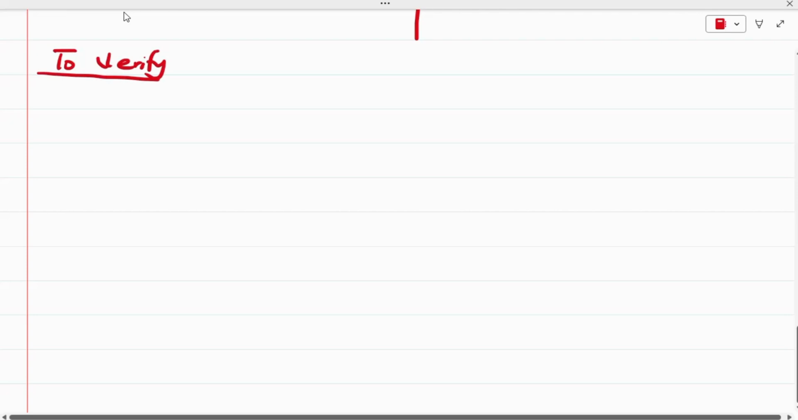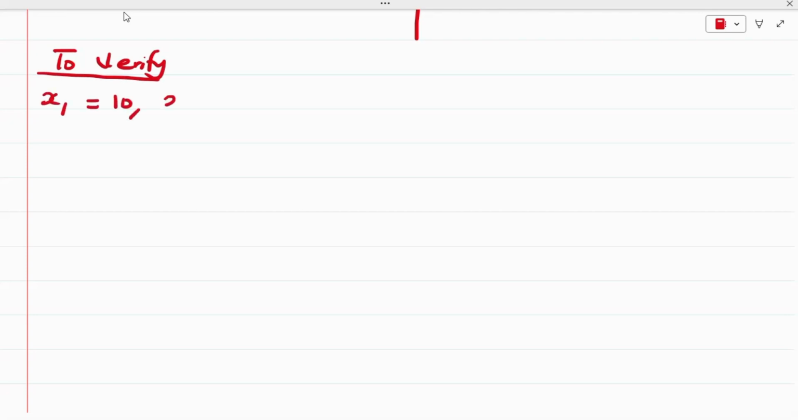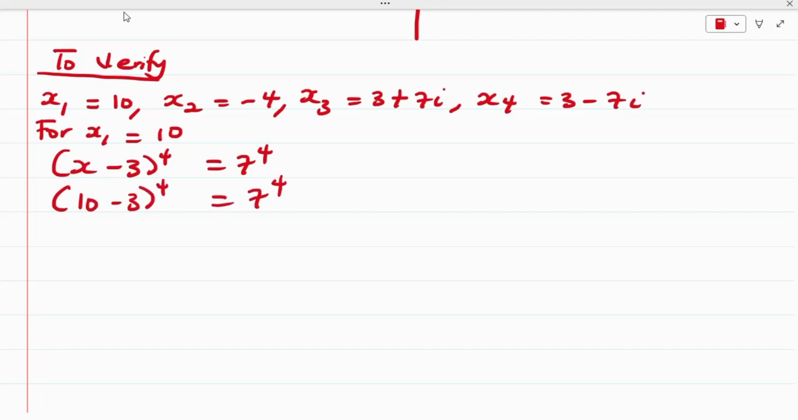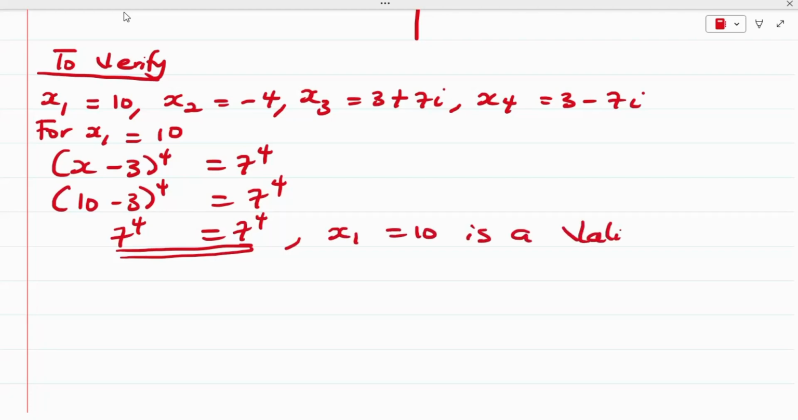Now we have the four values of x: x1 equals 10, x2 equals minus 4, x3 equals 3 plus 7i, x4 equals 3 minus 7i. So let's solve for x1 equals 10, and we have our equation to be (x minus 3) raised to the power of 4 is equal to 7 raised to the power of 4. With x1 as 10, we have (10 minus 3) raised to the power of 4 equals 7 raised to the power of 4. 10 minus 3 is 7, so 7 raised to the power of 4 equals 7 raised to the power of 4. So we can say that x1 equals 10 is a valid solution.